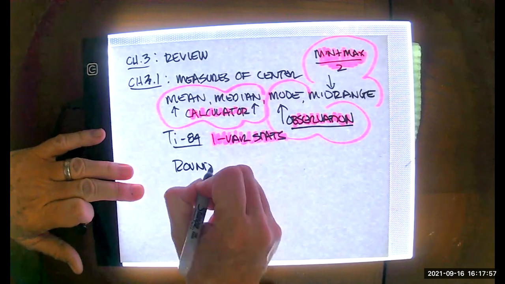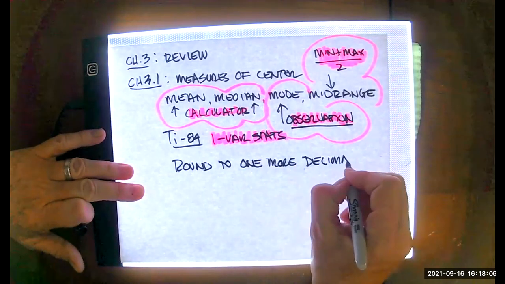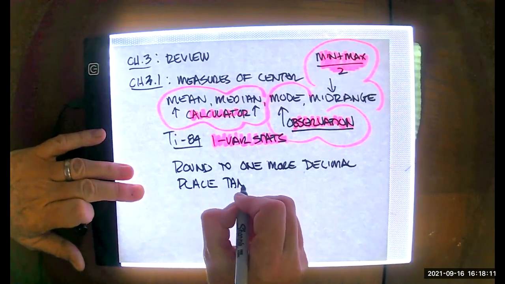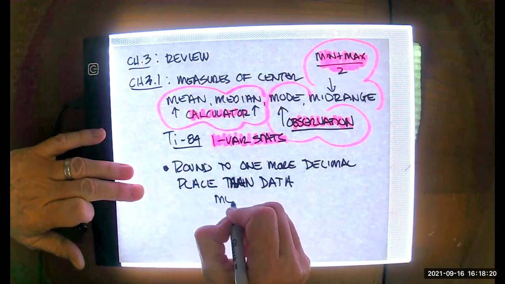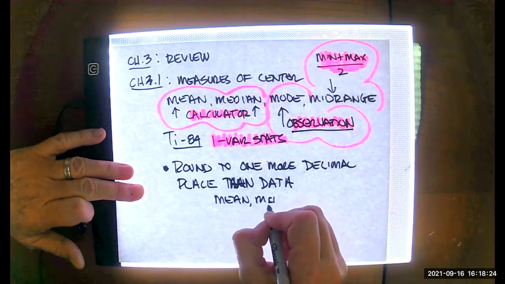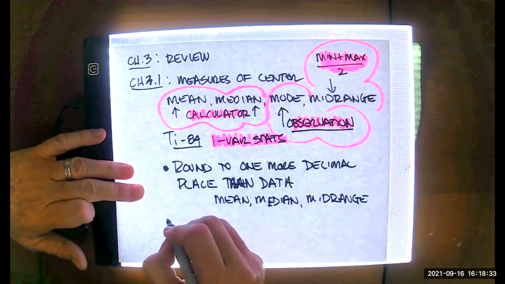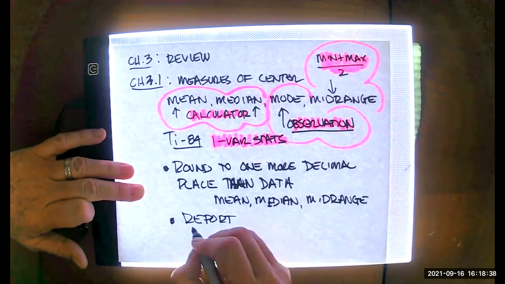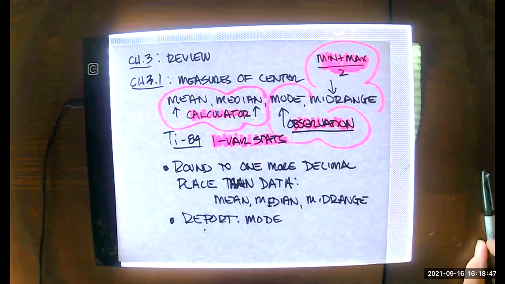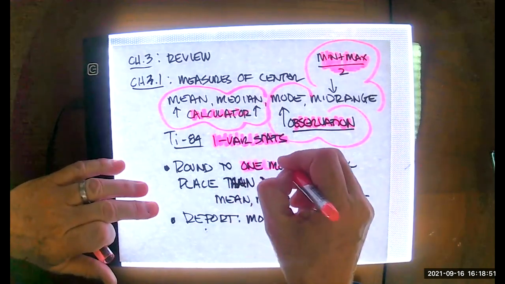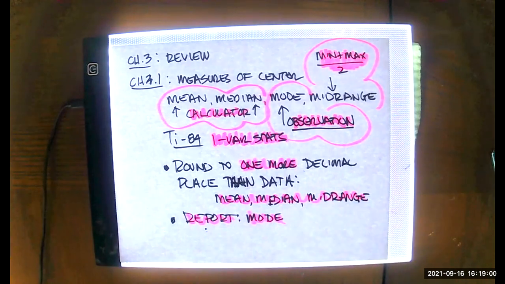The rounding, we round to one more decimal place than the data. And that is only for the mean, median, and mid-range. We just report the mode. So, one more decimal place than the data. That's good for the mean, median, and mid-range. But we just report the mode.